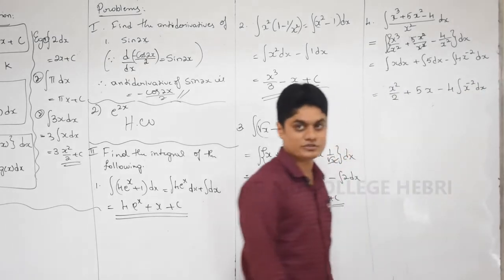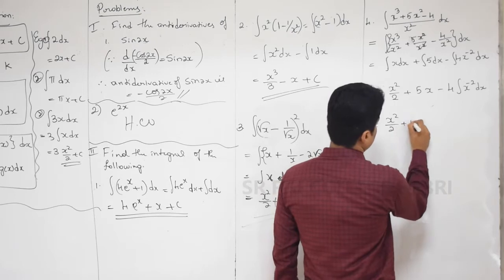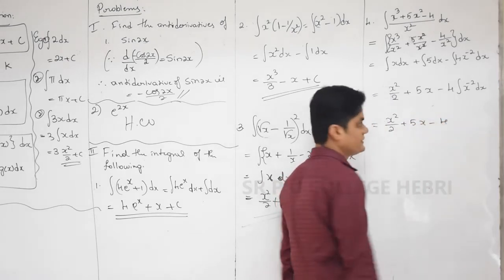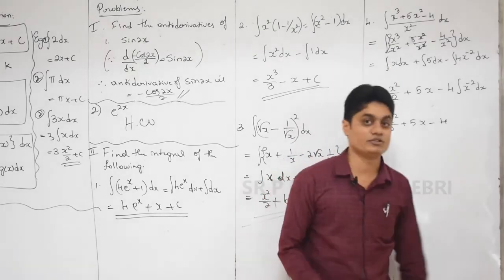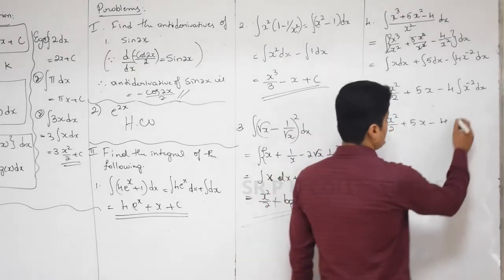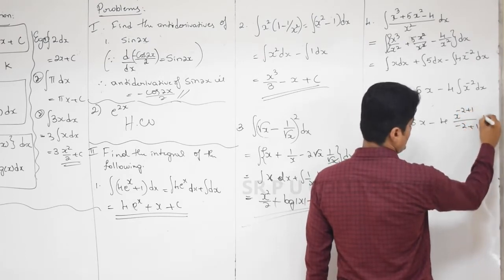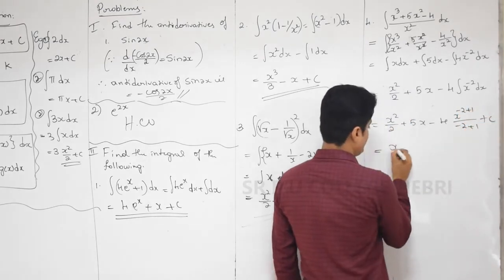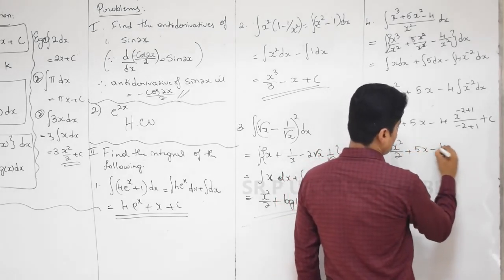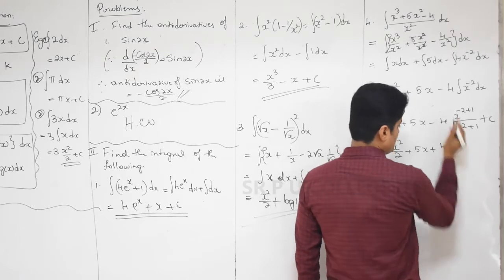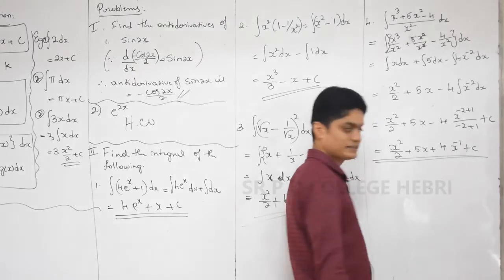X to the power minus 2 dx. So this is x square by 2 plus 5x. Now how to integrate this? The same formula which you use to integrate x power n. So what happens? x to the power n plus 1 by n plus 1 plus c. So it will be x square by 2 plus 5x plus, here minus 1 comes, so into x to the power minus 1 plus c. That's it, done. Did you understand?